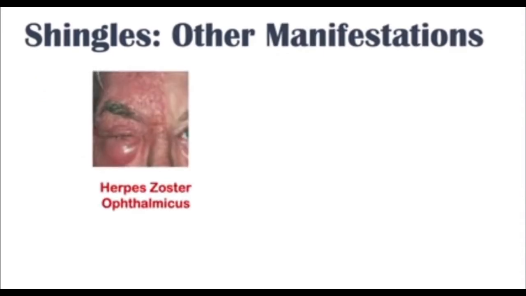So there are 2 other manifestations of shingles I want to discuss. The first one is this one, and it's called Herpes zoster ophthalmicus. It's essentially shingles that affects the eye. And this one's very important to detect and to treat, because if we don't treat it, we can get issues with sight and can get blindness in that eye.